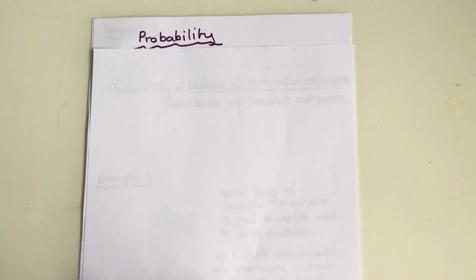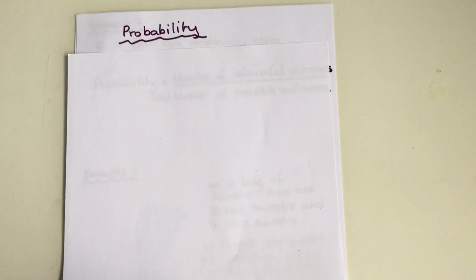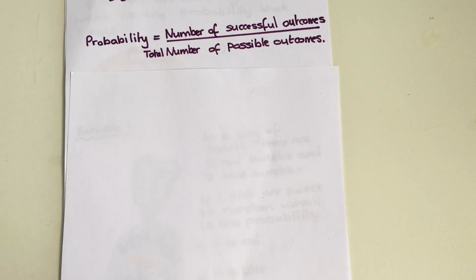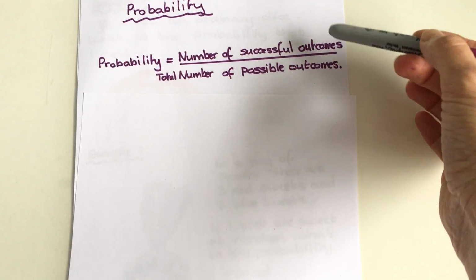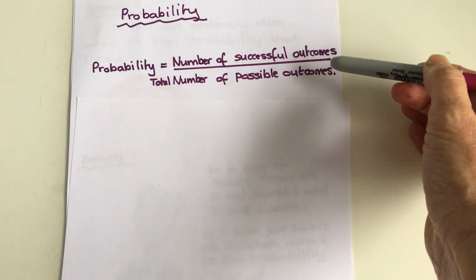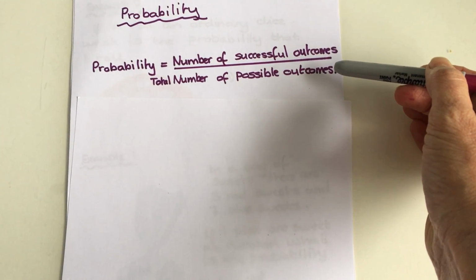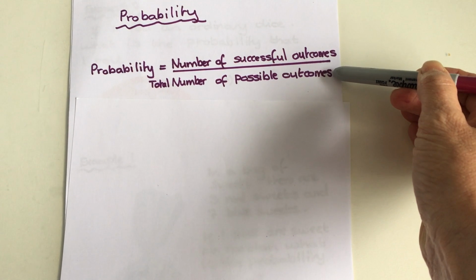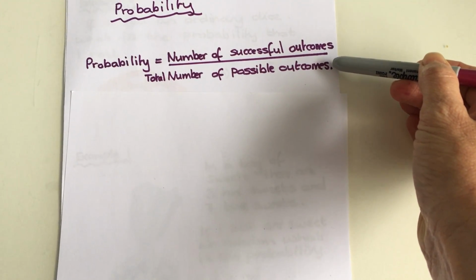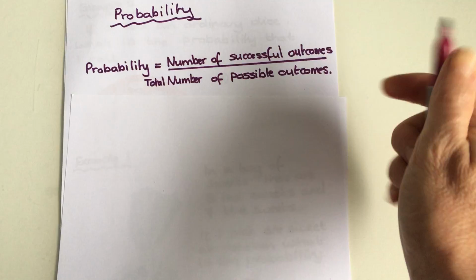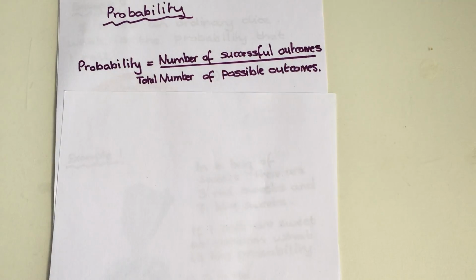Now, the one thing you need to remember is that the probability of something happening is the number of successful outcomes divided by the total number of possible outcomes. And usually it's easiest if we write it as a fraction.